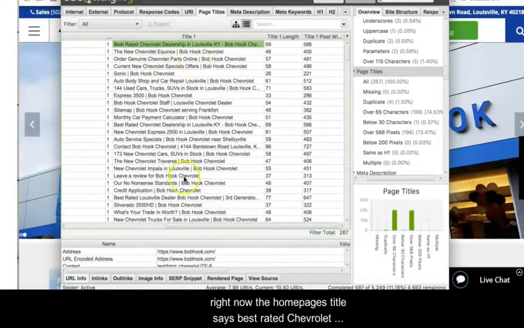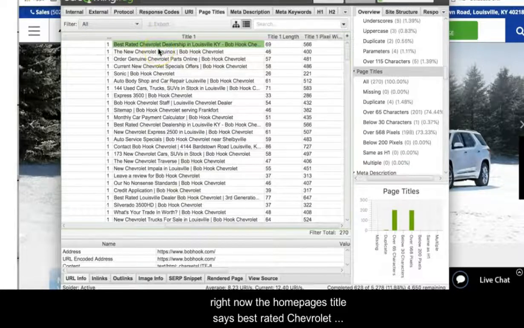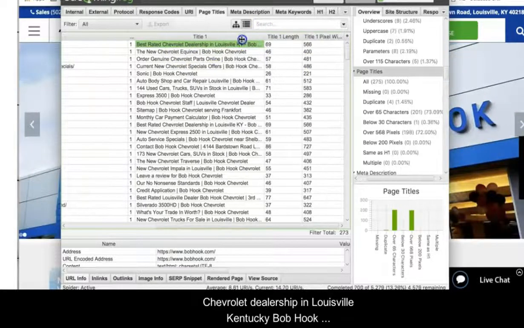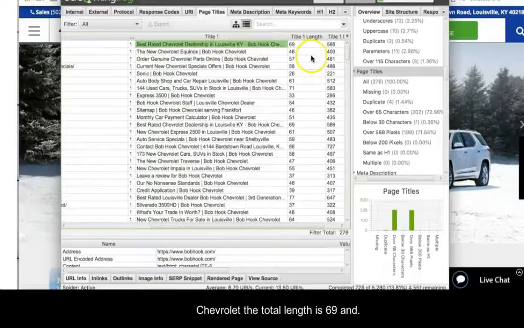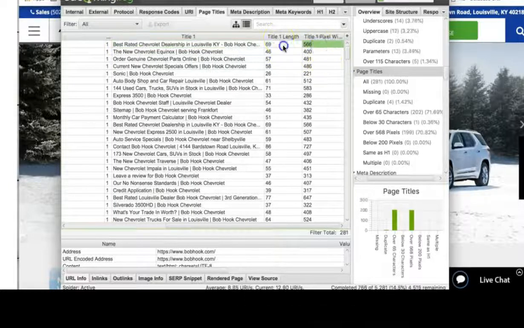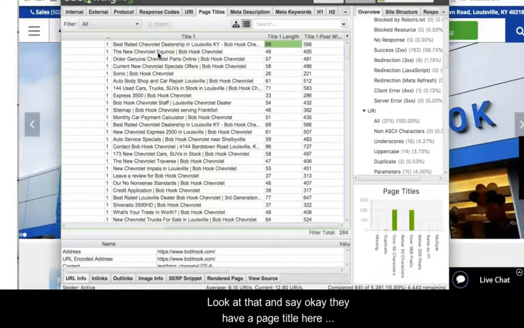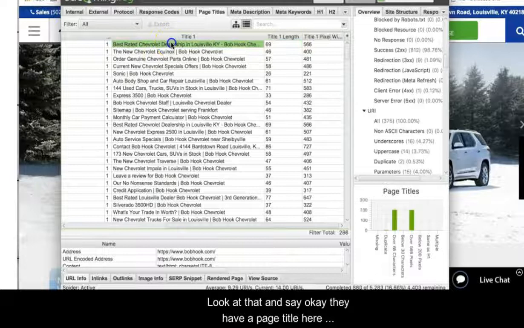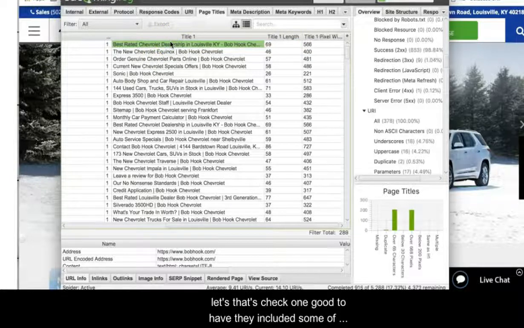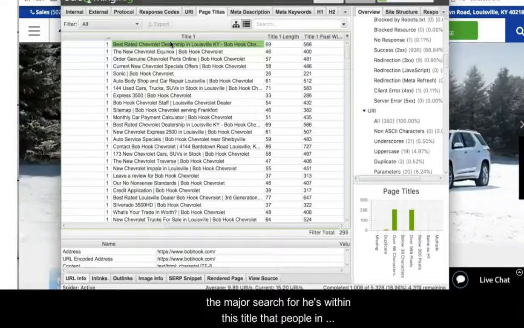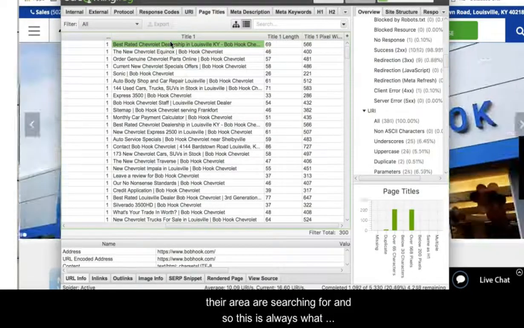Right now, the home page's title says Best Rated Chevrolet Dealership in Louisville, Kentucky. Bob Hook Chevrolet. The title length is 69. And I think that we can overall look at that and say, okay, they have a page title here. That's check one. Good. Two, have they included some of the major search queries within this title that people in their area are searching for?